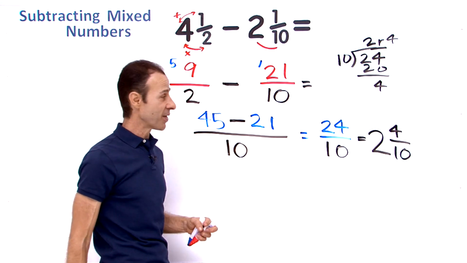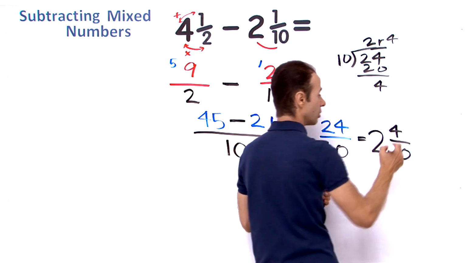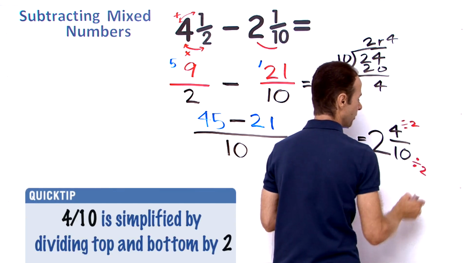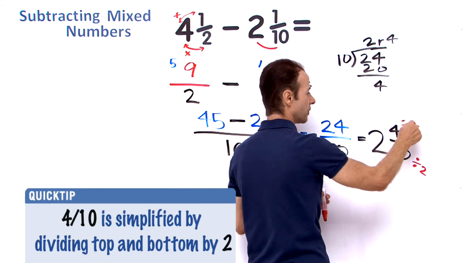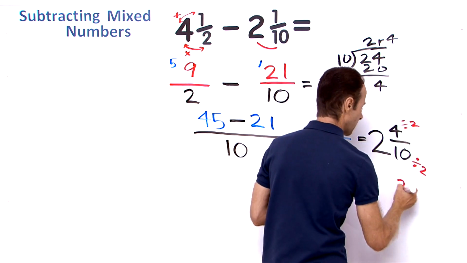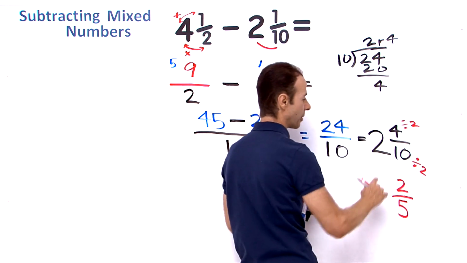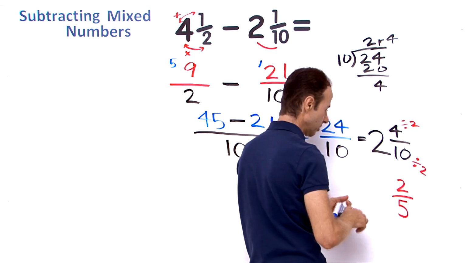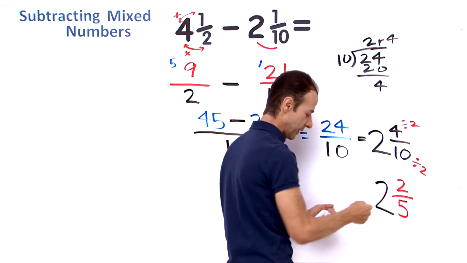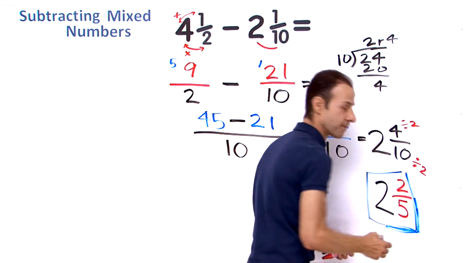Now we can further simplify that. The 4/10 part, we can simplify by dividing top and bottom by 2. If I divide the top by 2, I also do the same to the bottom. 4 divided by 2 turns into 2, so the top becomes 2. And 10 divided by 2 is 5, isn't it? So that's the denominator. So the answer is 2 and 2/5. There you go.